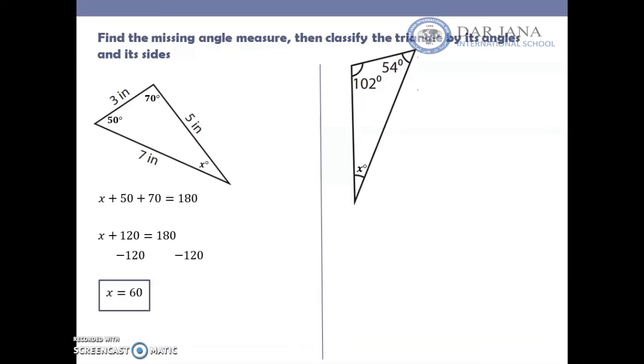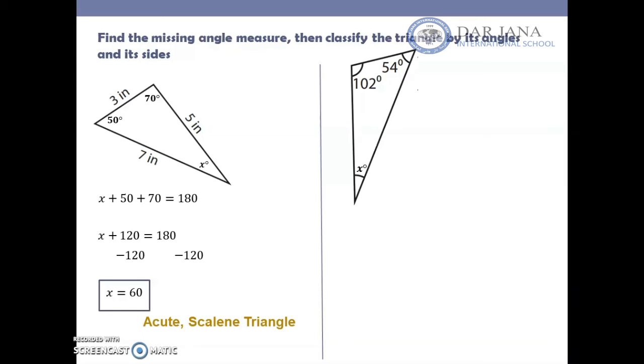So this one is called scalene, or no congruent angles, because the angles are different and the sides are different. So this one is called a scalene and acute. When I talk about the angles, it's acute. When I talk about the sides, it's a scalene. So this one is an acute scalene triangle.